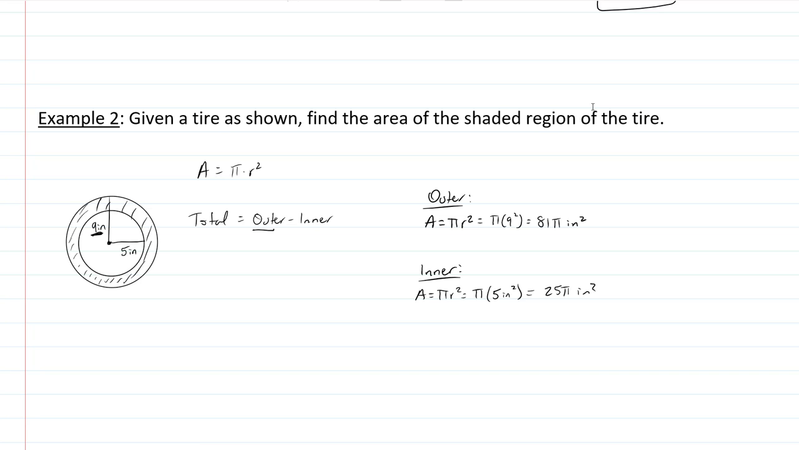So since the total is outer minus inner, as we saw from the drawing, we calculate total just by subtracting 81 pi inches squared minus 25 pi inches squared. And we end up with 56 pi inches squared as our answer. So that's the area of the tire in this example.